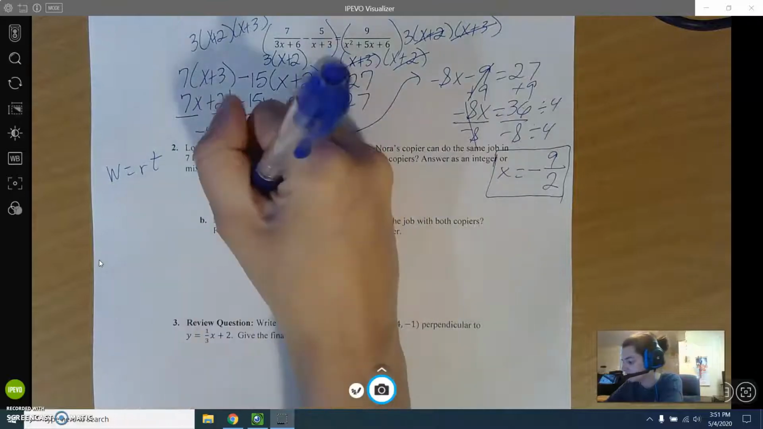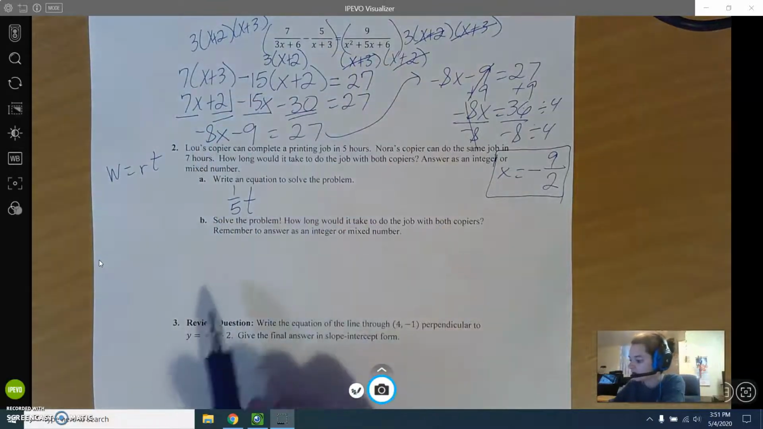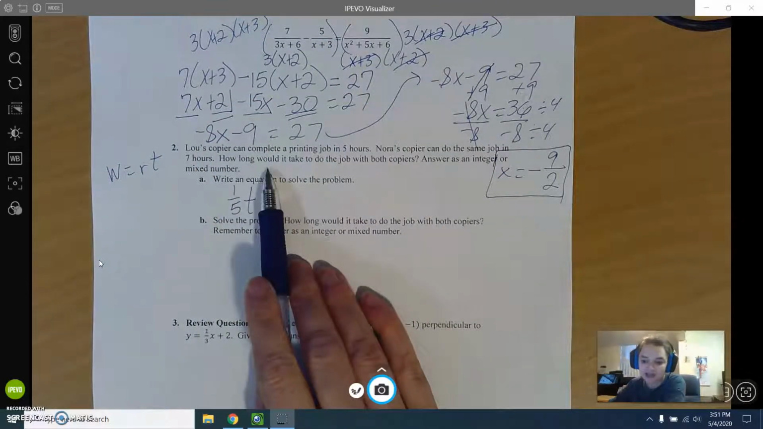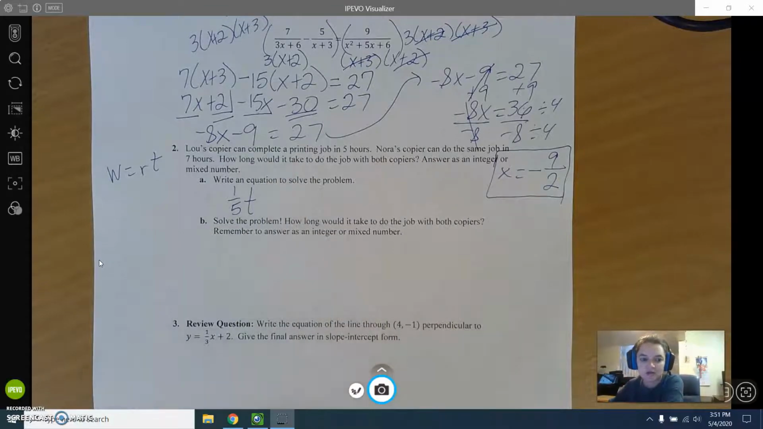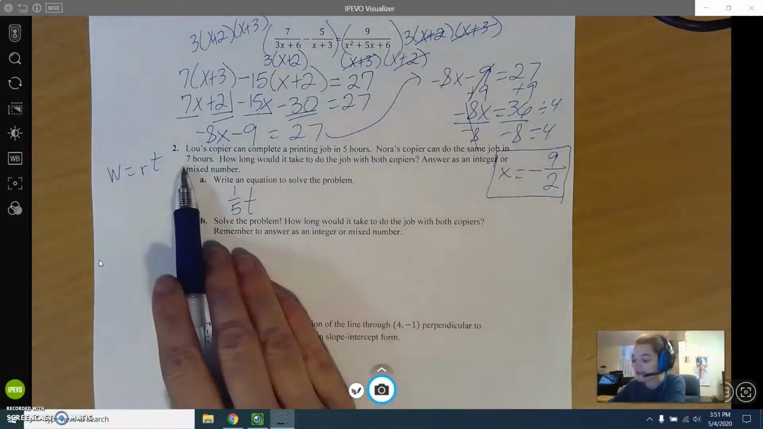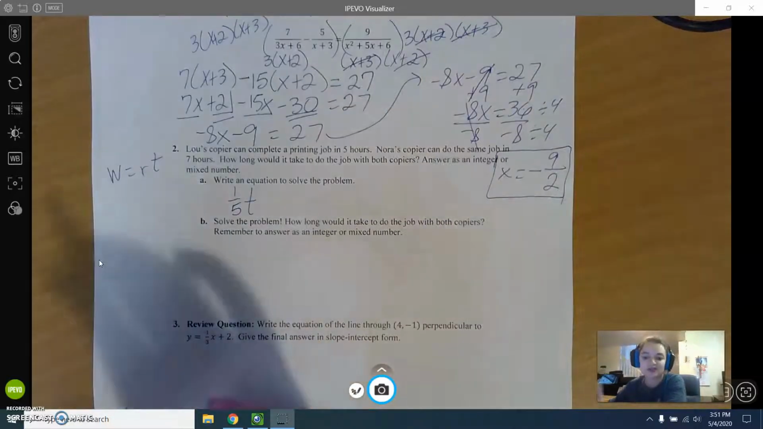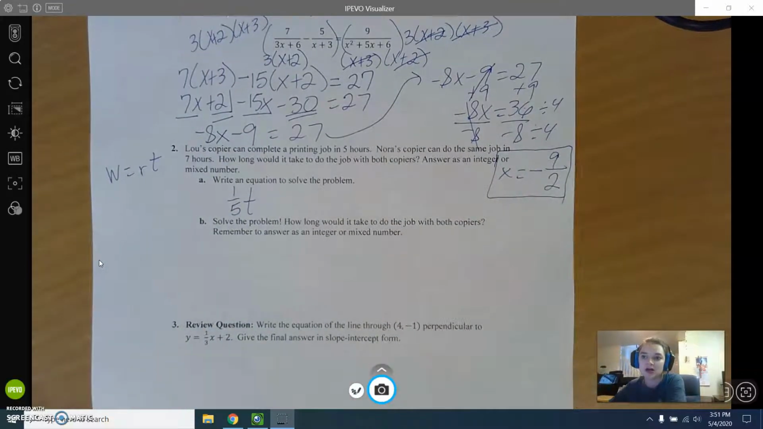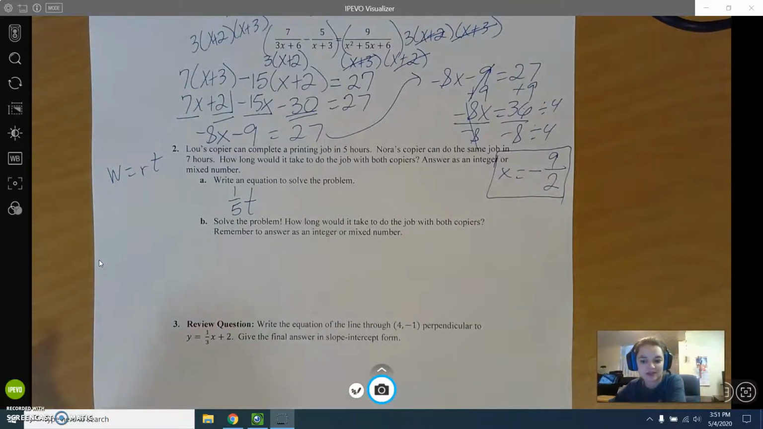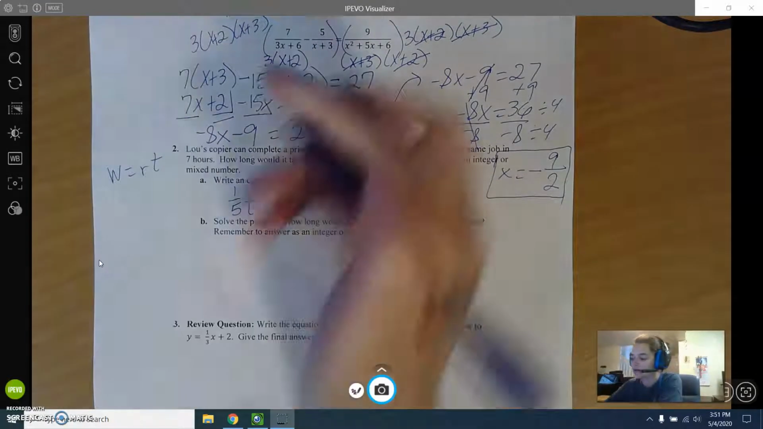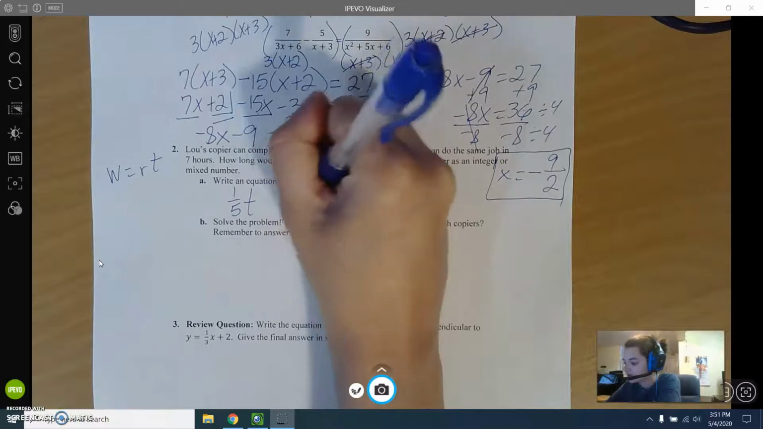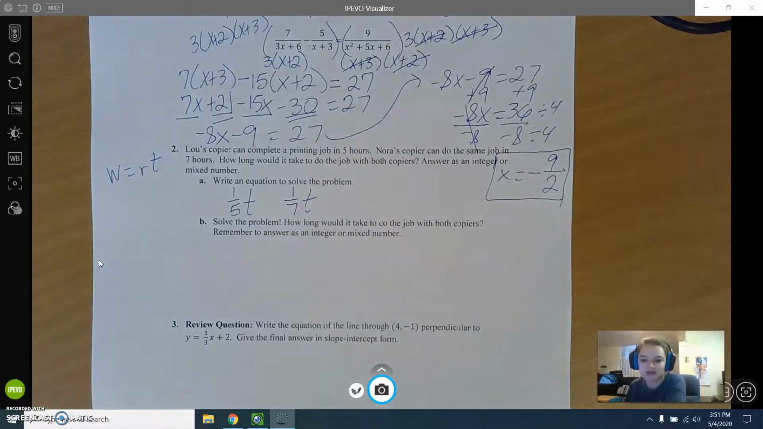And I'll just use a t for time. That's what we're solving for. It says how long would it take. That's a time question. So we don't know t. We're going to solve for it. For Nora's copier, it can do the same job in 7 hours. So if she can do the job in 7 hours, her rate is going to be 1/7 because she can do 1/7 of the whole job each hour. So 1/7, and again, I'm going to use t for time.